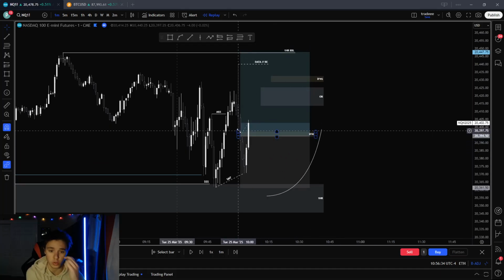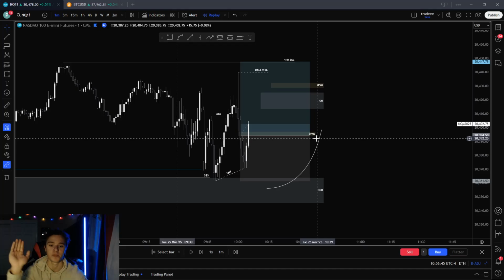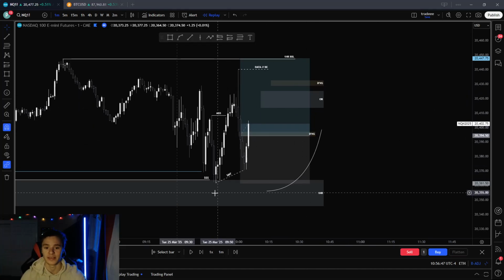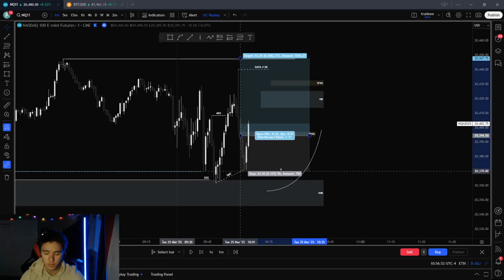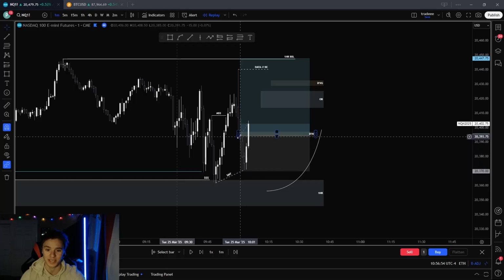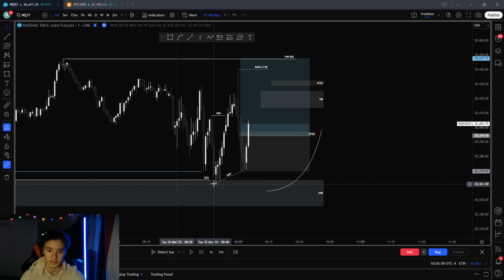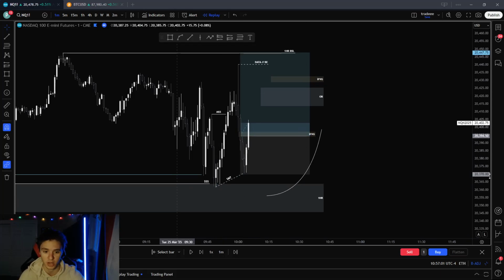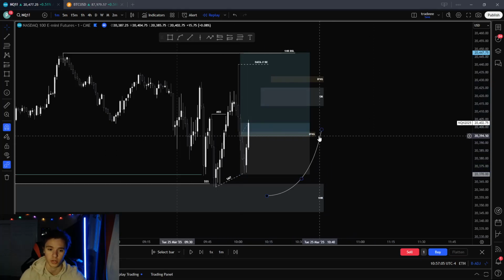I originally entered with 2 contracts, and then I added one more once we got an inverse fair value gap right here. Because after holding this SMT and disrespecting each bearish fair value gap within the range, this tells me that we're going to head higher and this SMT is going to hold. So I add one more contract here and move my stops up to below this SMT swing low right here, because this is now the protected low. If this low gets taken, then this low is going to get taken and I would be stopped out of the trade anyways. So I'm just maximizing my risk to reward on this trade right here.